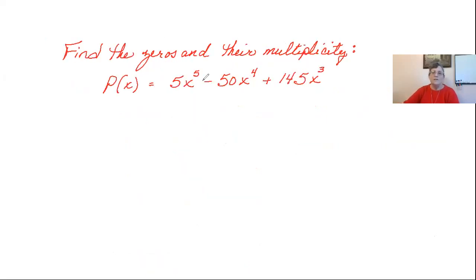Here, notice that I've got an x in every term. As a matter of fact, I have at least an x cubed in every term. So that's a common factor. And every one of the coefficients will divide by 5. So I could make life a lot easier if I just factored out this 5x cubed first. Let's see, that's going to leave an x squared minus 10x plus 29.